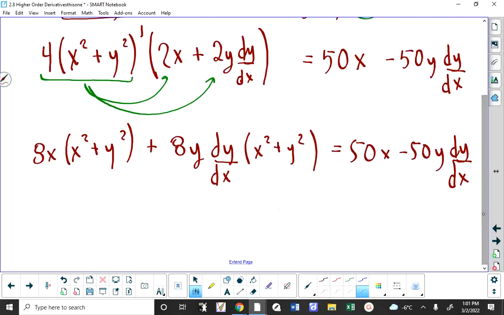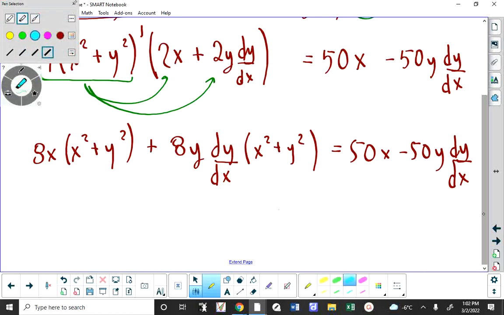So I'm going to identify the terms now that have dy dx in them, and I'll underline them. There's a lot going on in this question. So let me underline the dy dx terms with blue. Those are the two terms that I need to put on the same side. I'm going to choose to move them to the left side.